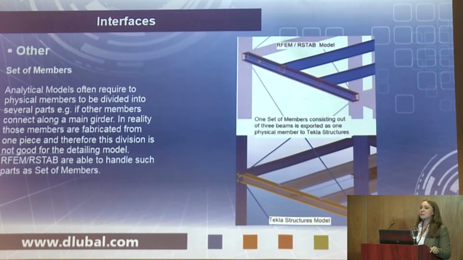As I said before about set of members and about continuous elements, when you are designing or preparing an analytical model in Tekla, for some reason very often one element will be divided into parts. In our program, to ensure that after sending it back to Tekla it will be one part all the time, a set of members will be created. This is the option I was talking about before: when sending the model to Tekla, we have to ensure that we have checked this position and this option.